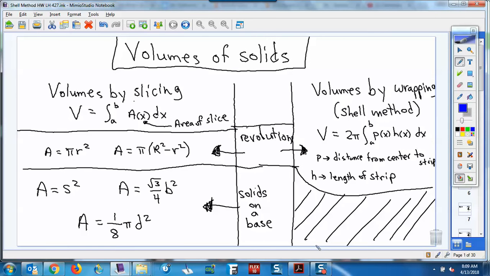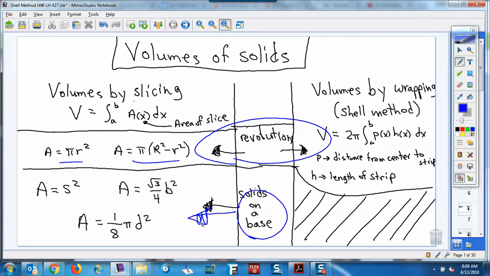So the idea is that this shell method that we learned on Wednesday is an alternate for volumes of revolution. Whenever you have a disc or washer situation, that's a time you could potentially do a shell method. That's where it's an alternate. As far as these solids on a base, slicing is your only option. It wouldn't ask it any other way, so it wouldn't be confusing.